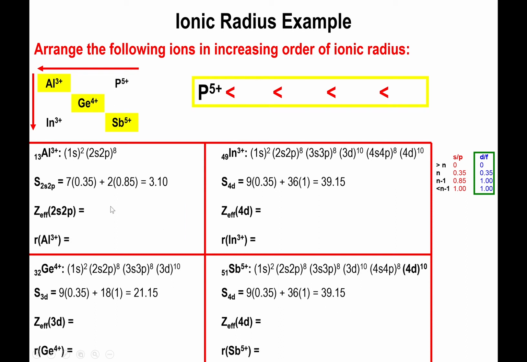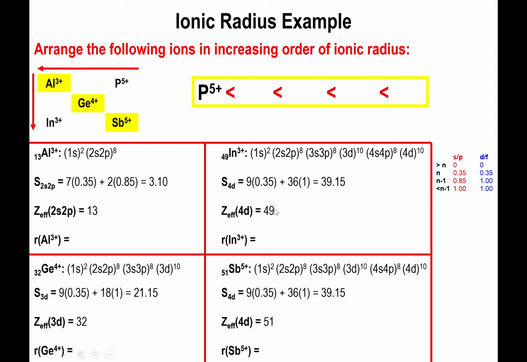Okay, now what we're going to do is subtract all of the shielding constants from the atomic number of the ion. In the case of aluminum, we're talking about 13. In the case of indium, it's 49. Germanium is 32, and antimony is 51.